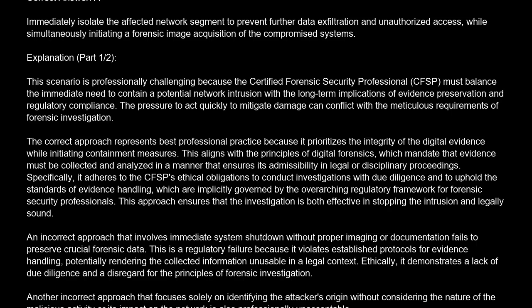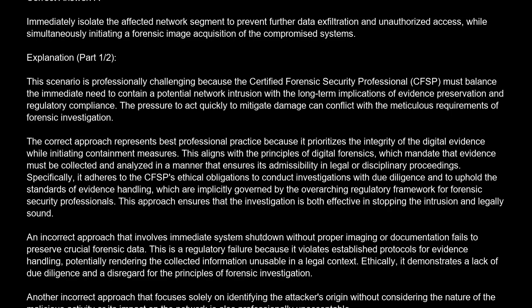The correct approach represents best professional practice because it prioritizes the integrity of the digital evidence while initiating containment measures. This aligns with the principles of digital forensics, which mandate that evidence must be collected and analyzed in a manner that ensures its admissibility in legal or disciplinary proceedings. Specifically, it adheres to the CFSP ethical obligations to conduct investigations with due diligence and to uphold the standards of evidence handling, which are implicitly governed by the overarching regulatory framework for forensic security professionals. This approach ensures that the investigation is both effective in stopping the intrusion and legally sound.